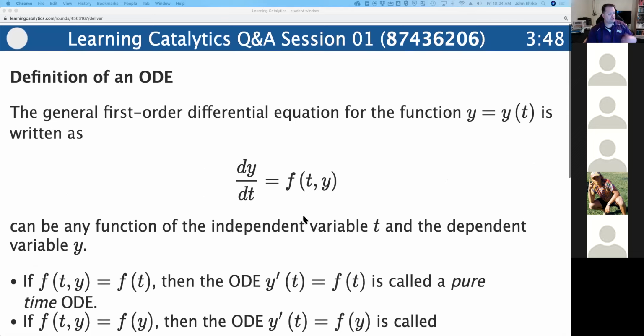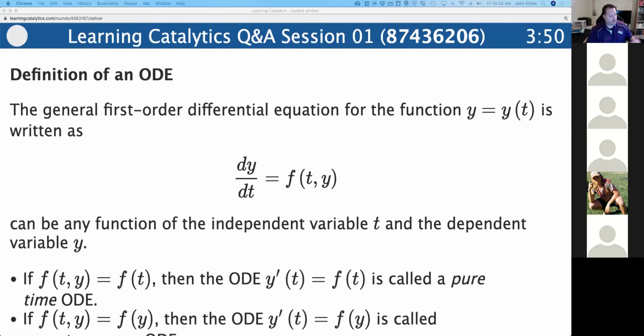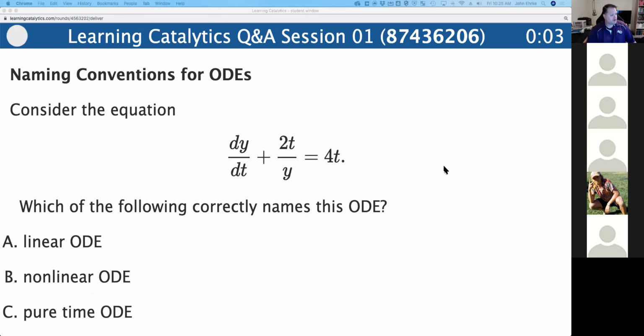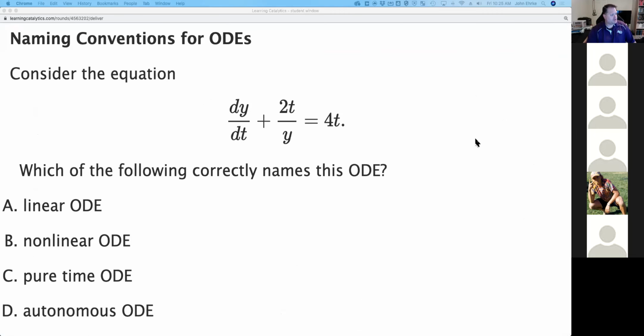So I just want to see if you picked up on some of the notation here. Let me give you a question related to this. Here we have a differential equation written for you, and I want you to tell me which of the following correctly gives the name of this differential equation.